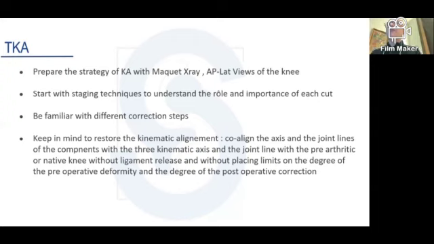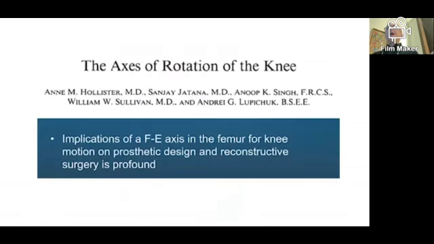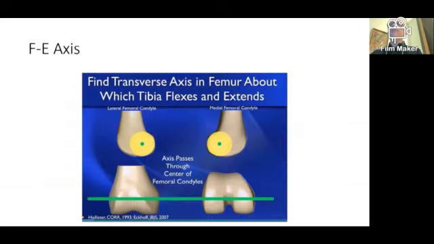We know that all that we do on the soft tissue should be reviewed. Then the axis of rotation of the knee, as we said, the application of the flexion extension axis, which is the study of Hollister on knee motion for prosthetic design and reconstructive surgery, is profound. This axis is very important. Where is this axis? This is the transverse axis in the femur about which the tibia flexes and extends. This axis passes through the center of the femoral condyle, but it is not the epicondylar axis.